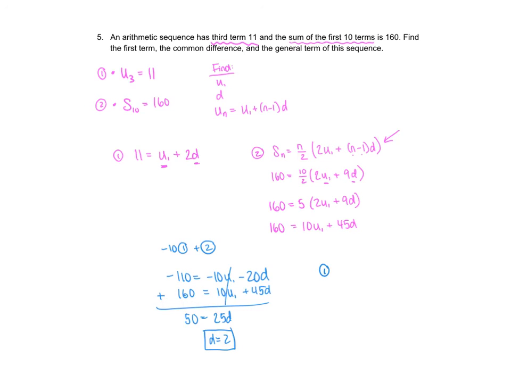And then I'm going to plug that into my equation 1. So I have 11 equals u1 plus 2 times 2. So 11 equals u1 plus 4. So u1 equals 7. And then finally, they wanted us to find the general term formula. So un equals u1, which is 7, plus (n minus 1) times d. All right, great job, everyone.